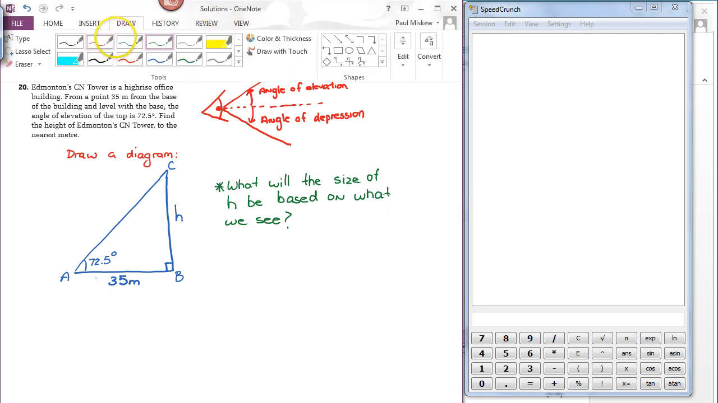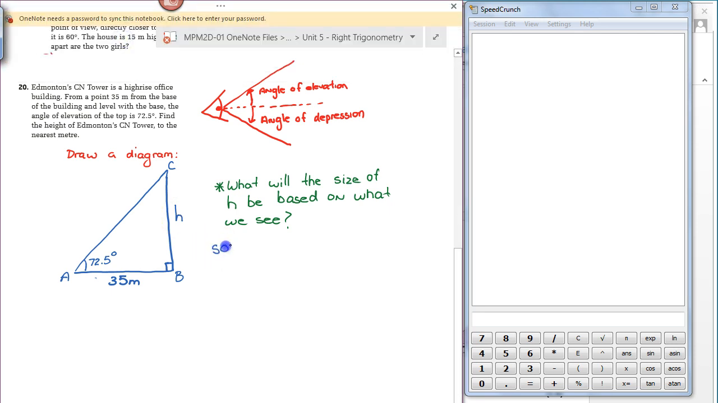So this is a right angle triangle. To figure out what ratio to use, I'm going to write down my SOHCAHTOA. I know I'm given an angle of 72.5 degrees. H is the opposite, and 35 meters is the adjacent. So I see that I'm going to use the tan ratio. So tan of 72.5 degrees is equal to the opposite, H, over 35. And now we do a little bit of algebra here. We multiply both sides by 35, and we get H is equal to 35 tan of 72.5 degrees.